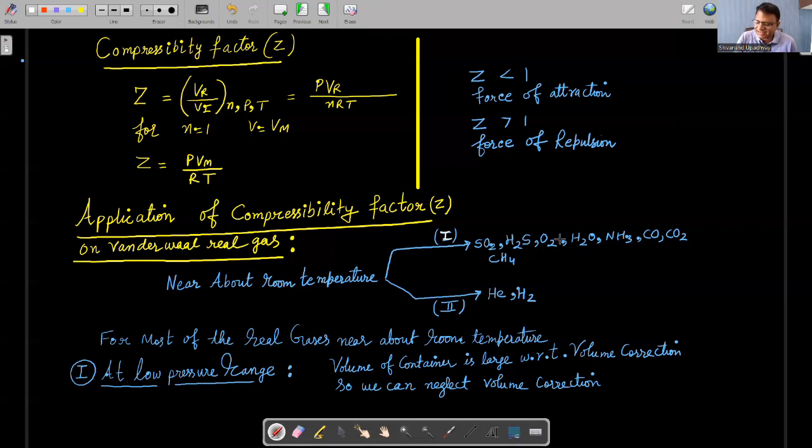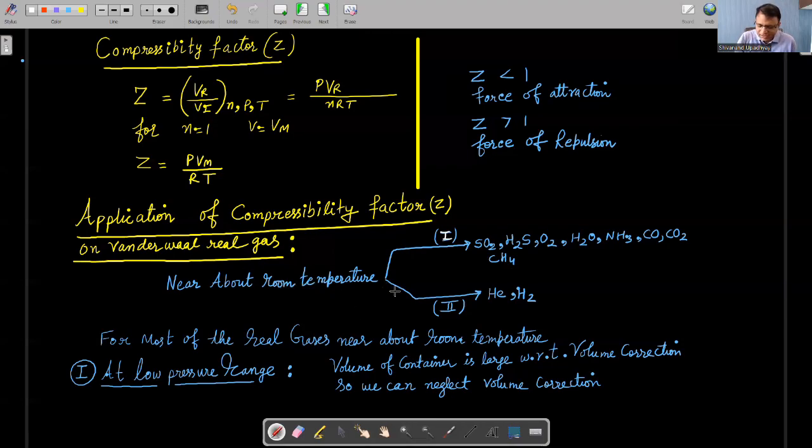So these gases have attractive forces under normal conditions. Since we know that there is a temperature known as Boyle's temperature, near about room temperature they are below their Boyle's temperature. When a gas is below its Boyle's temperature, then there is force of attraction between gas molecules. If there is force of attraction between gas molecules, it is easy to liquefy the gas.